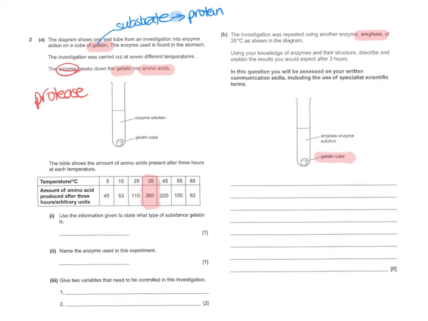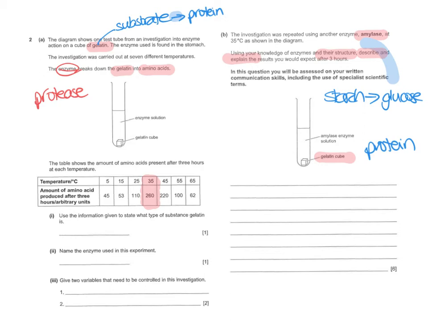Now, what do you know about amylase? You know that it normally breaks down starch into glucose or sugars. Whereas gelatin, you know, is a protein. So it says, use your knowledge of enzymes and their structure to describe and explain the results you would expect after 3 hours. Well, what are you going to expect? Will the amylase have any effect on the protein? No. Why not? Because the amylase only reacts with starch.